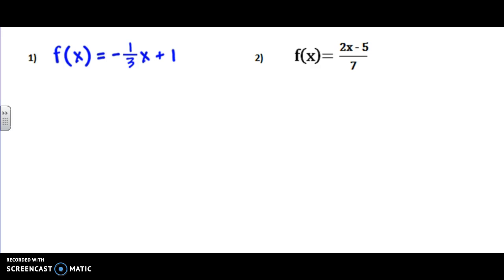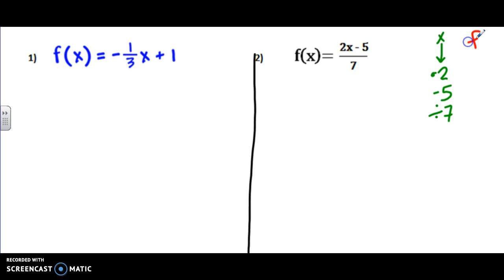because of the fraction. So if I look at number 2, and I sometimes like to make a little cheat sheet, kind of like what I did before when I made up that problem. So if I take an x in this case and I plug in a number, first thing I'm going to do is multiply it by 2. Then I would subtract 5, and then I would divide by 7. Why do I make that little cheat sheet? Because it helps me figure out what I need to do for the inverse.